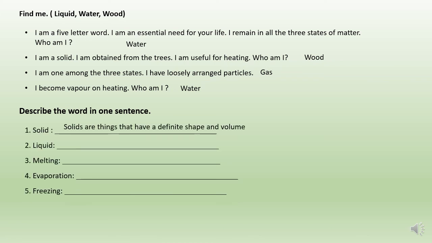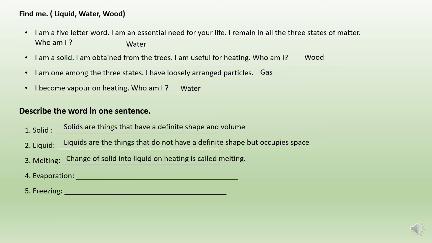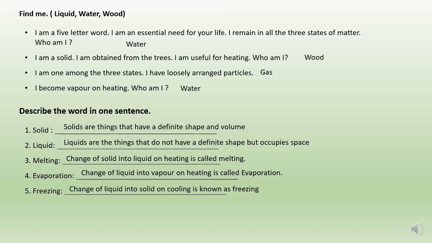Describe the word in one sentence. Solid. Solids are things that have a definite shape and volume. Liquid. Liquids are things that do not have a definite shape but occupy space. Melting. Change of solid into liquid on heating. Evaporation. Change of liquid into vapor on heating. Freezing. Change of liquid into solid on cooling.